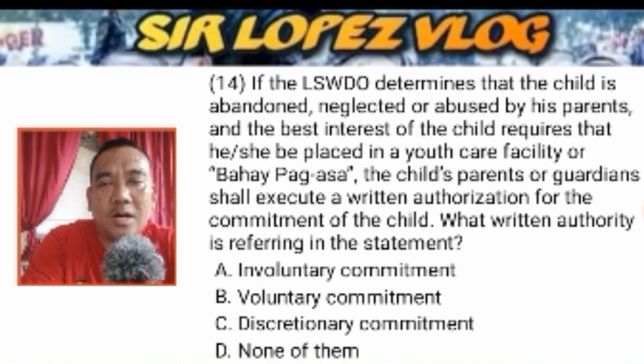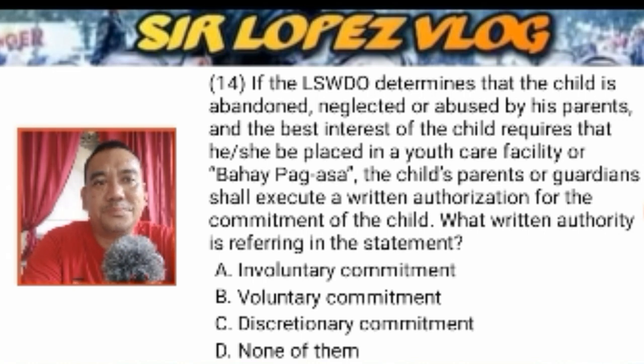What written authority is referred to in the statement? A. Involuntary commitment. Letter B. Voluntary commitment. Letter C. Discretionary commitment. Or letter D. None of them.